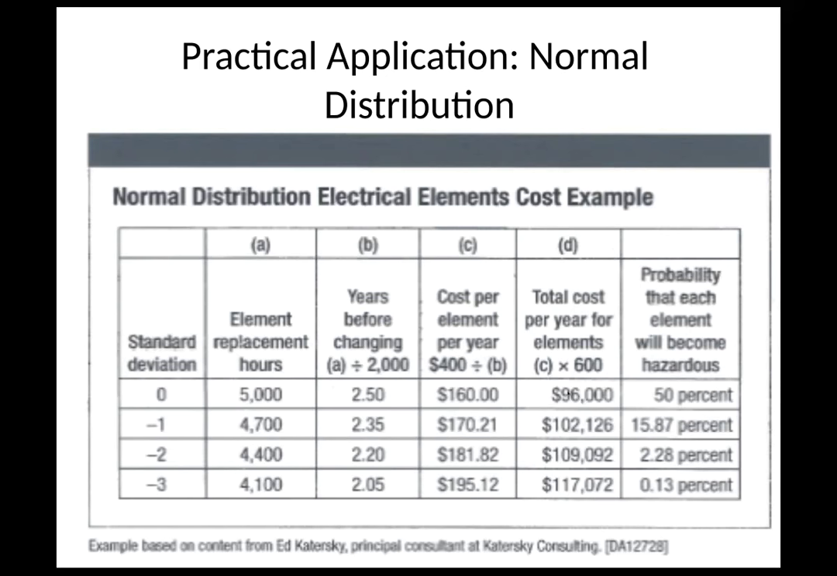So in this case, where it's expected, we'd probably be spending $96,000 either way. So in this case, we're spending about an extra $20,000. And by doing that, the probability of failure drops down to 0.13%.